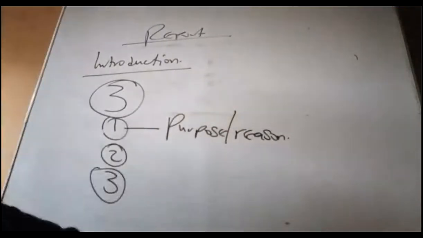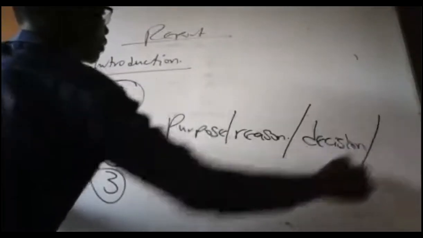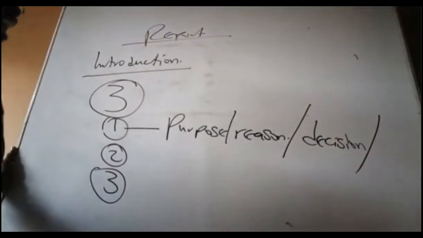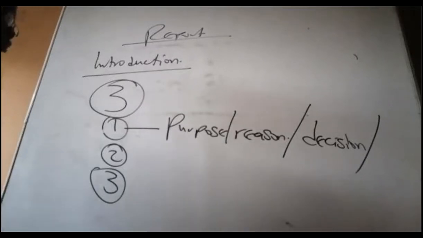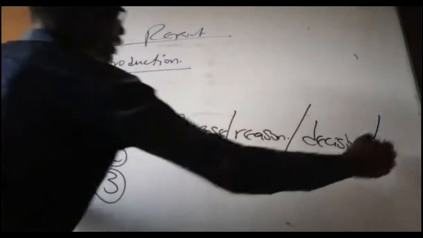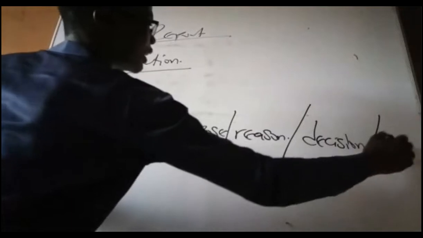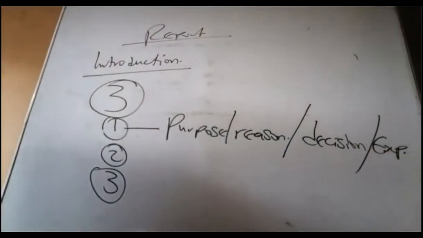Now, the purpose or the reason. And then in the same sentence, you can also tell us the decision. In the same sentence, you can also tell us the exceptional item. You don't need to have all of this. Some questions do not have an exceptional item, some do. So take note.